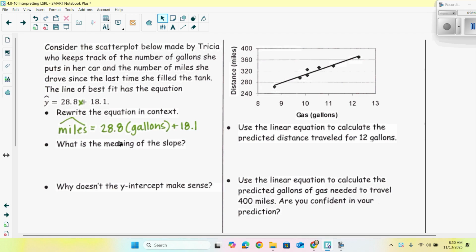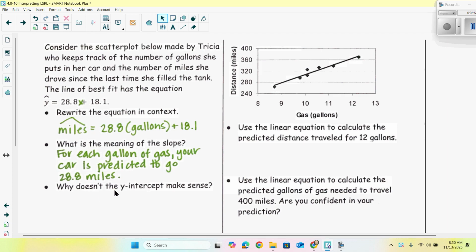What's the meaning of the slope? That's your miles per gallon. So for each gallon of gas, your car is predicted to go 28.8 miles. Why doesn't the y-intercept make sense? If we think about what a y-intercept is, it's the value of y when x is 0. So if you have 0 gallons, you're still getting 18.1 miles. And you really can't go 18 miles or any on 0 gallons of gas, unless you're going down a hill, I guess.